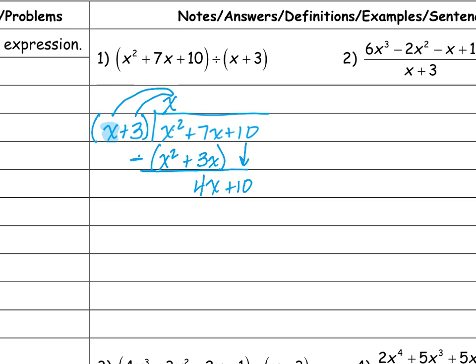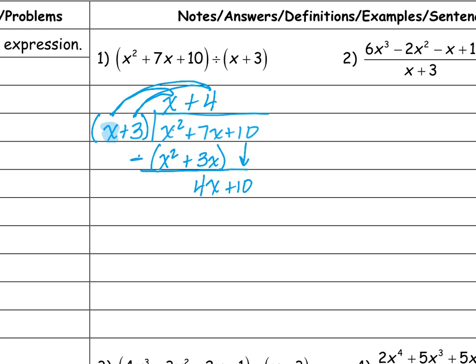Okay? I know I taught this to you well, I didn't teach you last year, but. Okay, now I'm going to ask myself the same question. What do I multiply x by to get 4x? 4. Right. Positive 4, right? So plus 4. So now I'm going to distribute again. So I'm going to take that 4 and I'm going to multiply it by both terms again.